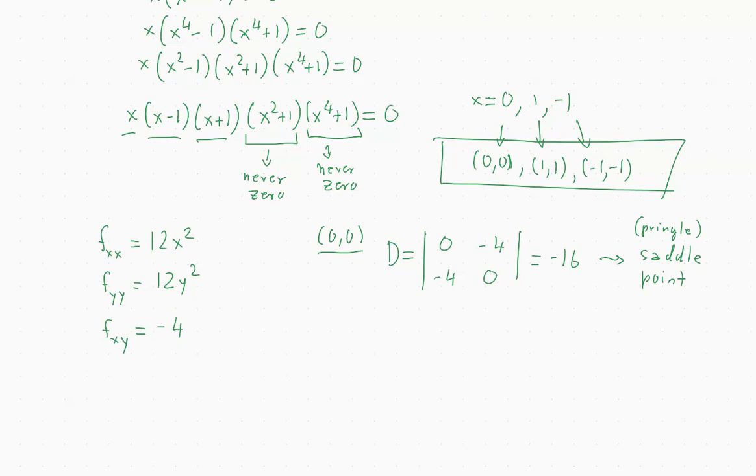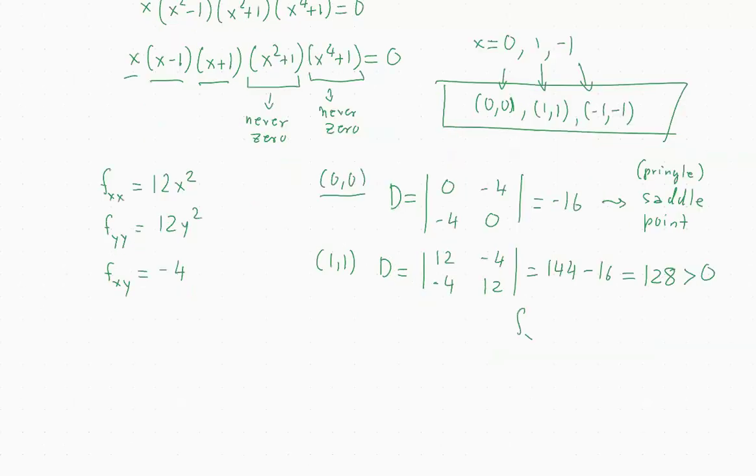Okay, let's go to (1,1) now. At (1,1), D is going to be what? 12, minus 4, minus 4, and 12. So this is 144 minus 16, also known as 128, which is greater than 0. So we do have a local extremum. And since fxx at (1,1) is equal to 12, which is greater than 0, this has to be a local minimum.